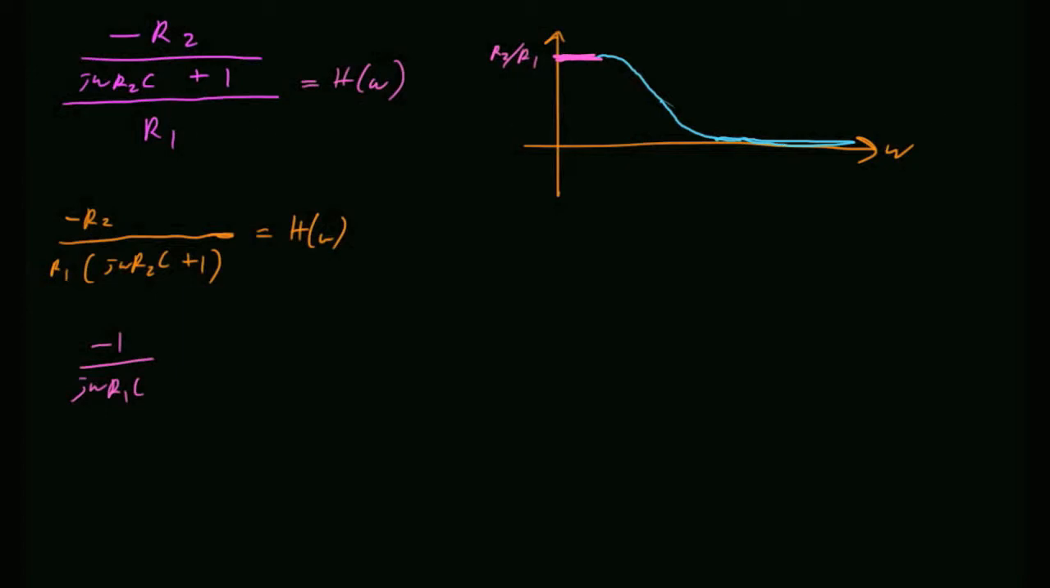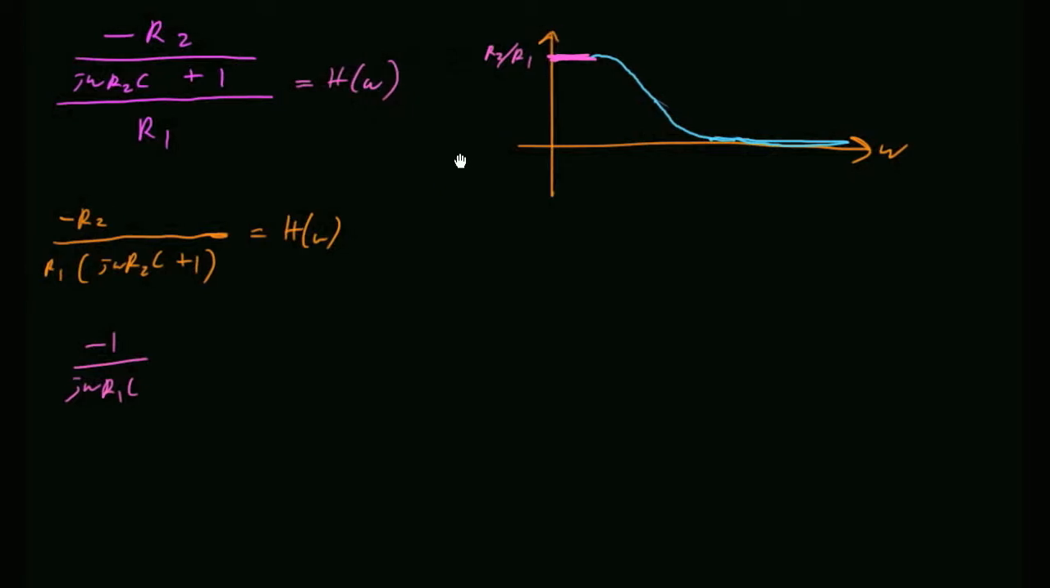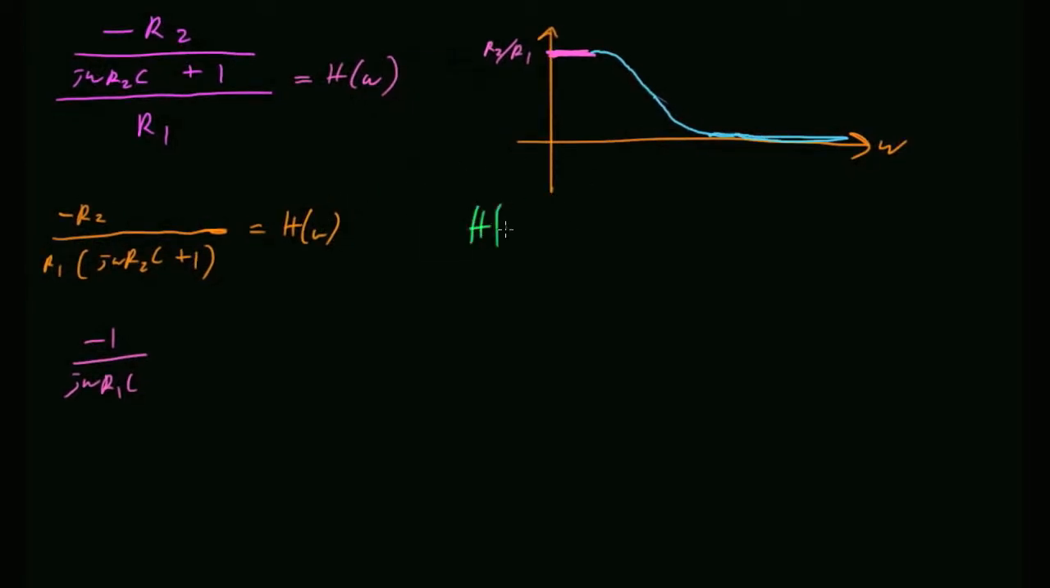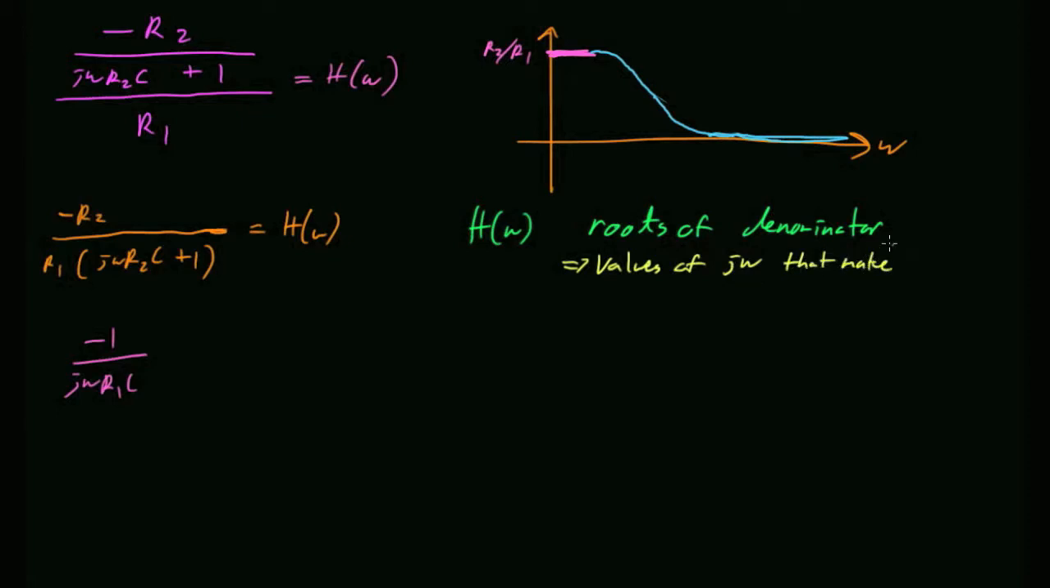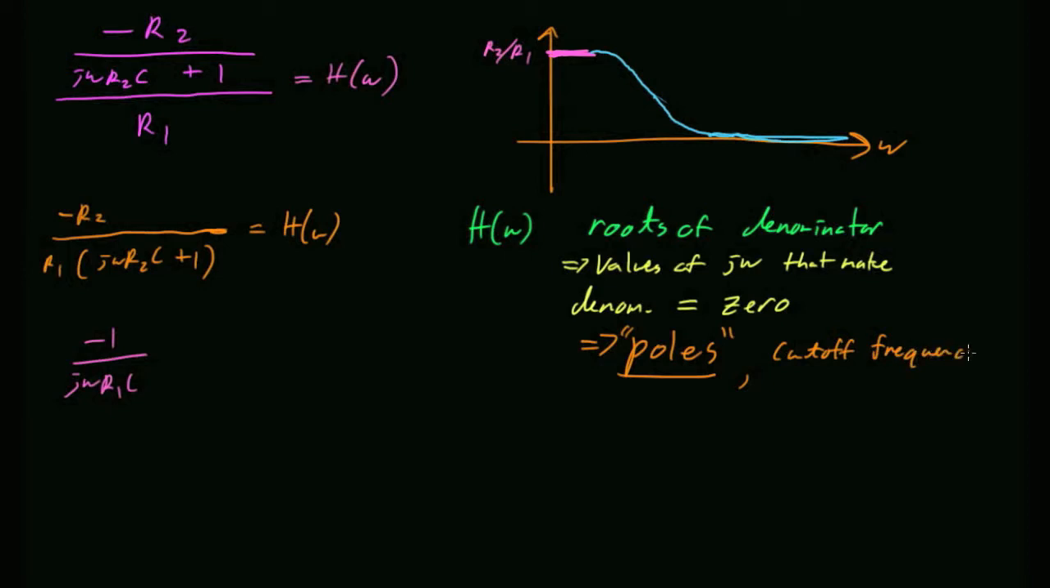So you can think of this in two ways. So here's the math way, and we need to understand the math way. If you take H of omega, and you find the roots of the denominator, in other words, find values of j omega that make the denominator equal 0, those have a special name. Those values are called poles. And up until now, you knew those as cutoff frequencies. So let's just do that approach.